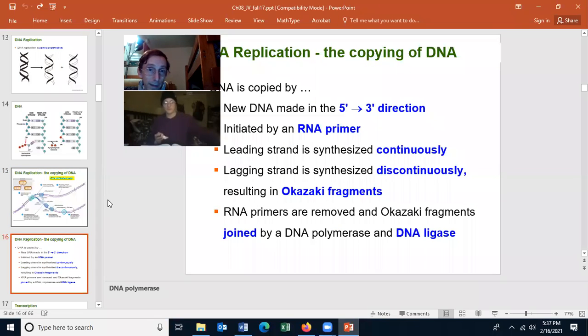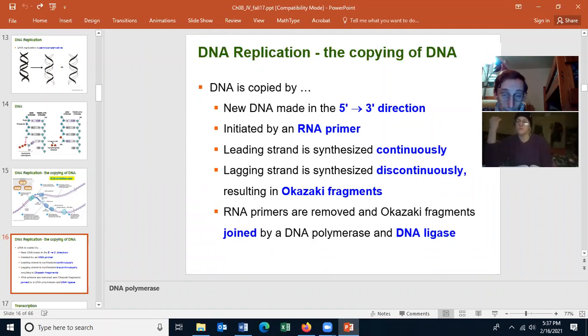Alright, let's look at DNA replication in a little bit more detail. It's just going over a little bit what the movie or video discussed. The new DNA is made in the 5' to 3' direction. It's initiated by an RNA primer. The leading strand is synthesized continuously. The lagging strand is synthesized discontinuously, resulting in several or many Okazaki fragments. The RNA primers are removed from the DNA, both from the Okazaki fragments as well as from the leading strand. And then that's filled in with the DNA polymerase.